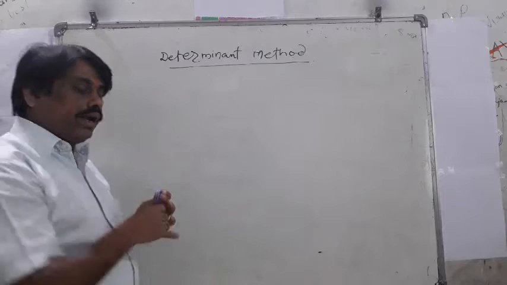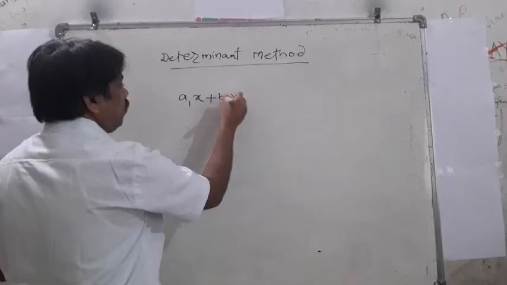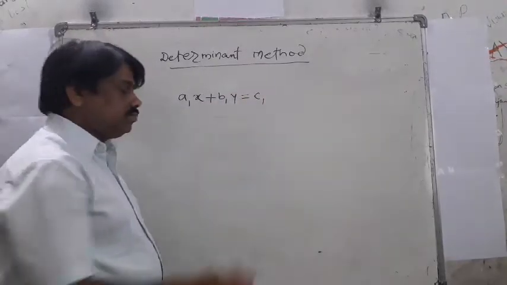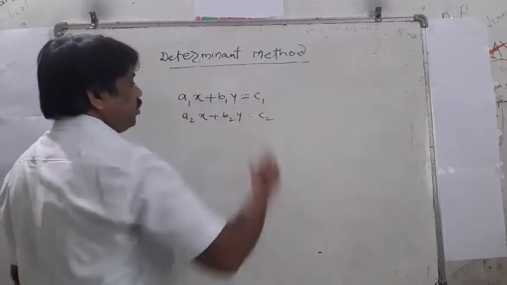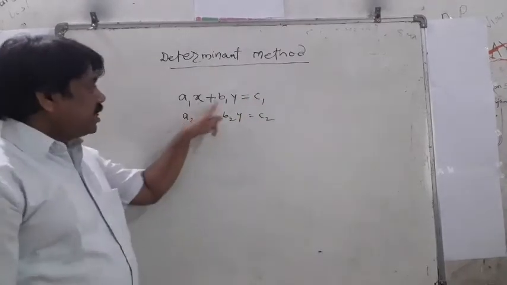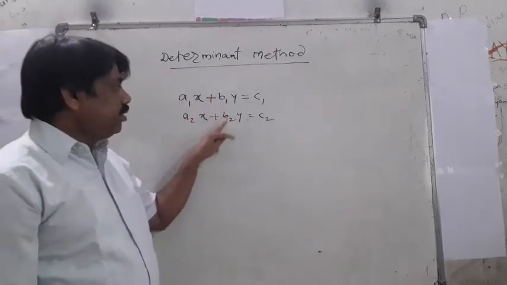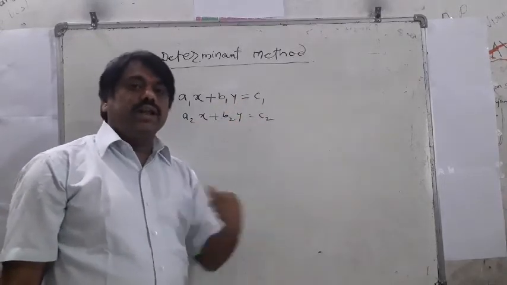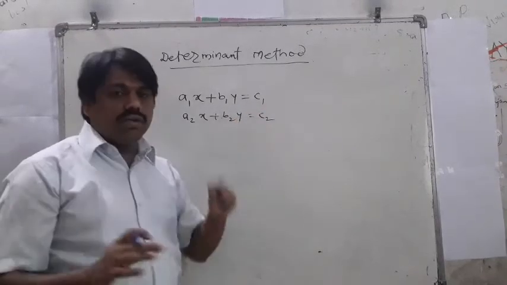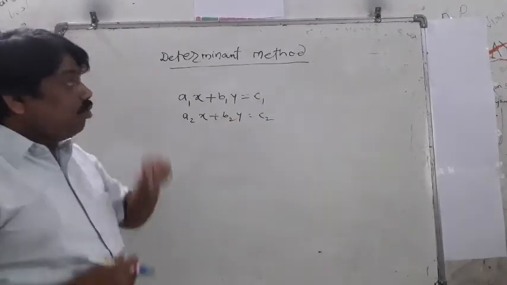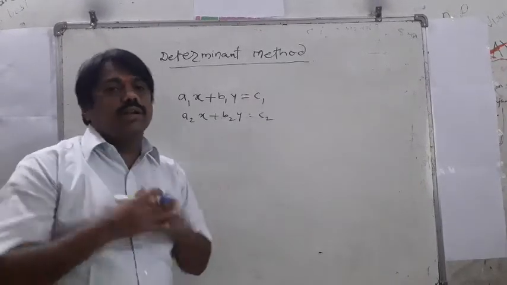Now, suppose I am writing some equations: a1x plus b1y is equal to c1, a2x plus b2y is equal to c2. Here we all know x and y are the variables. a1, a2, b1, b2, c1, c2 are real numbers. c1 and c2 are constants, called constant terms. Now, how can we solve these examples by determinant method?